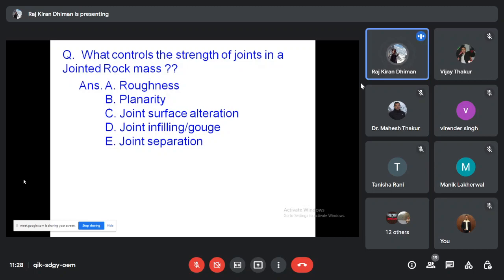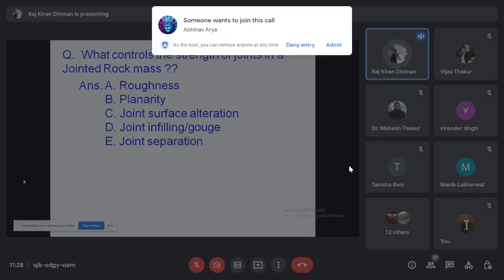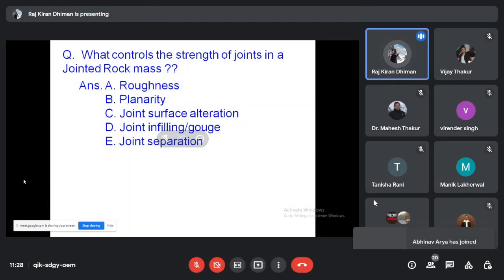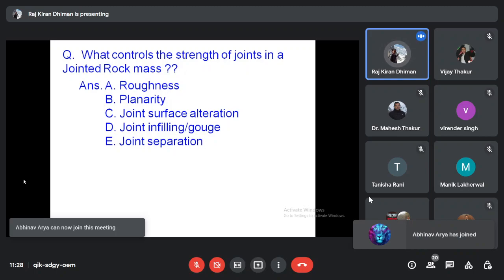Planarity is something like, if there are no disparate asperities, the joint plane is smooth. These types of categories are involved in this planarity parameter. And there is joint surface alteration. We can think of it like this: there is a fresh joint surface where no rainfall or groundwater has percolated, so there will be no weathering; the fresh surface will be there. Or if it is weathered, a weathered joint surface will have low strength to movement, right?